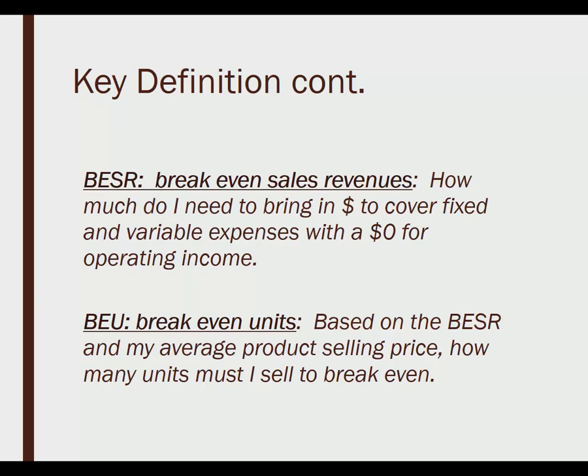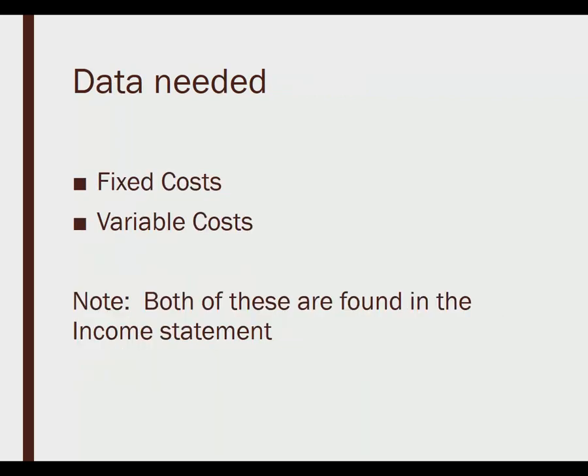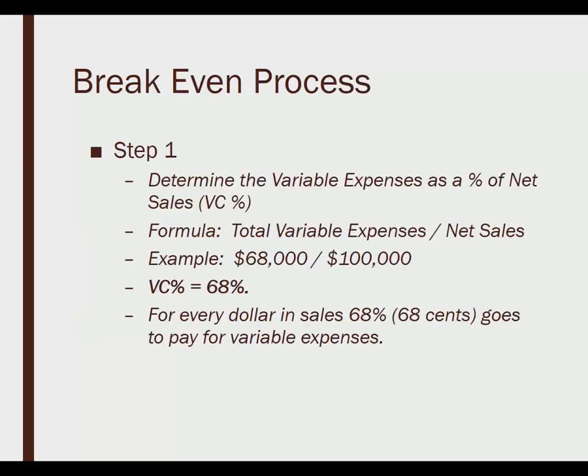Okay, so the reason why we look at our break-even is so that a hotel understands what sales revenues they need to start to make money. Because if they're not going to hit that amount of revenue, there's a very good chance that they'll experience a loss. Okay? So the data needed for us to move forward is our fixed costs and our variable costs. And we should all feel comfortable with the fact that we're going to find this information in our income statements.